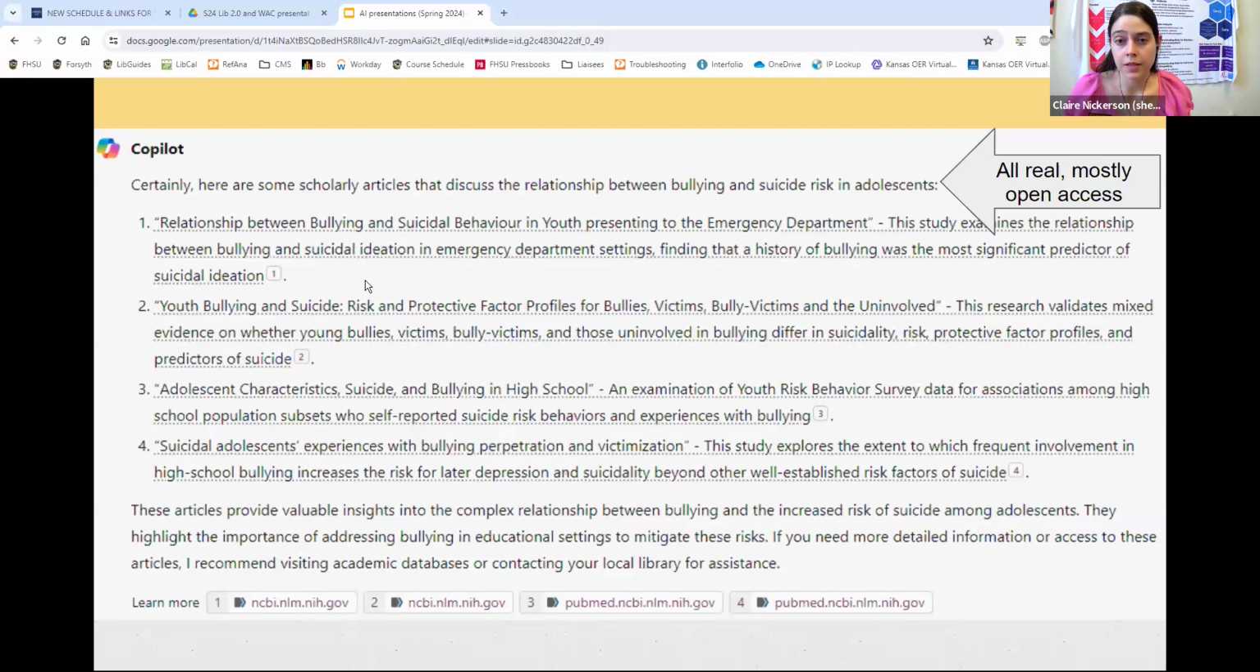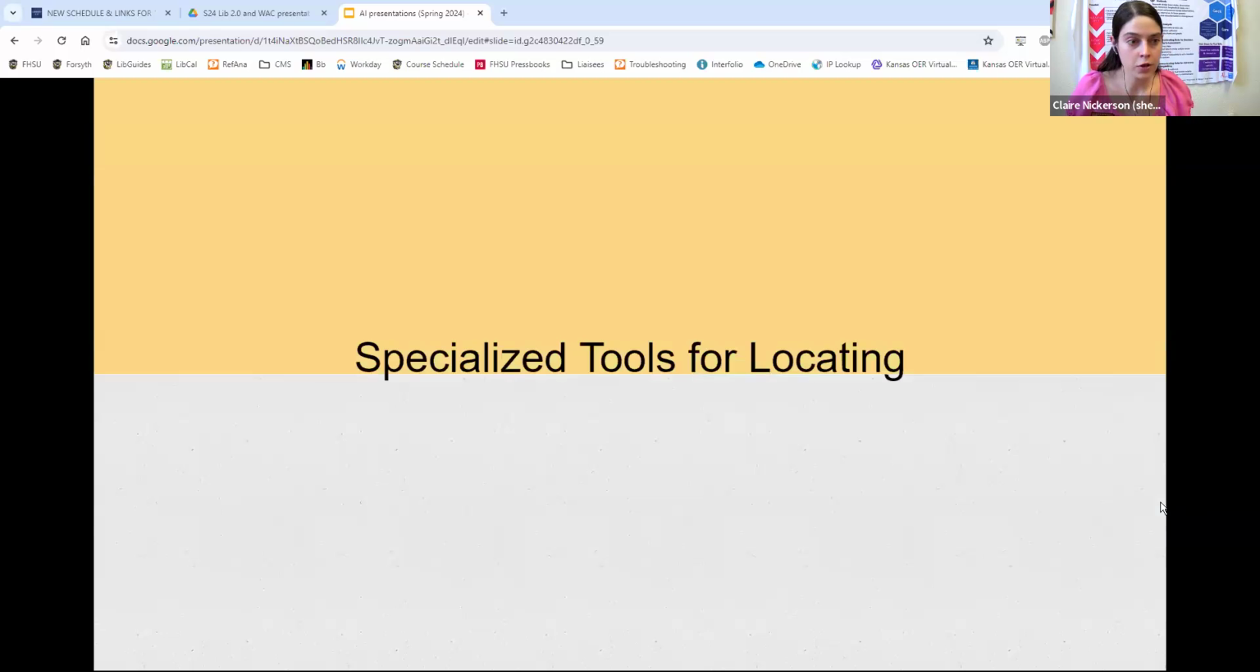And it's still probably not a good place to start for students, just because there are potentially access issues. Like I said, this third one wasn't open access. And it might potentially recommend non-scholarly resources, and I'm not convinced that our students necessarily have the ability to evaluate that. And I'm going to turn things over to Heather to talk about specialized tools for locating.